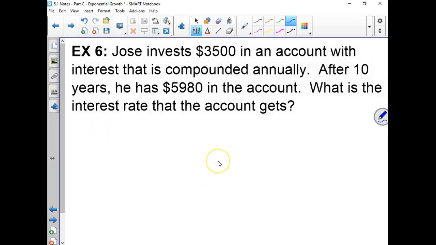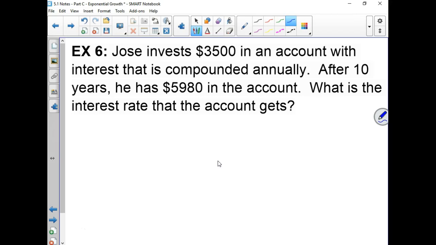So let's look at this next problem. This one is similar to example 2. Jose invests $3,500 in an account with interest that is compounded annually. After 10 years, he has $5,980 in the account. What is the interest rate that the account gets?